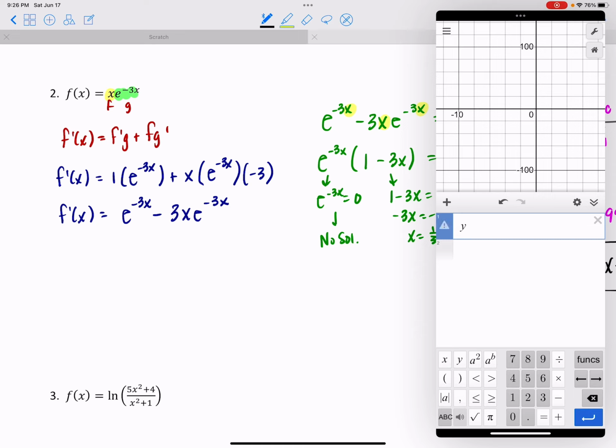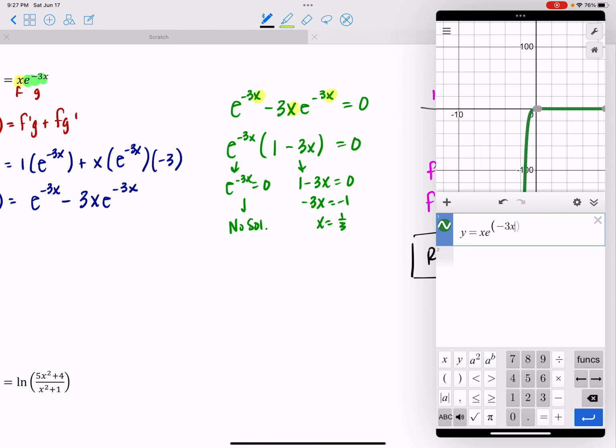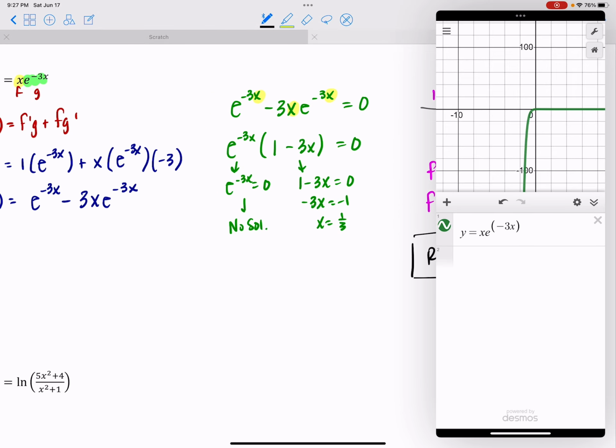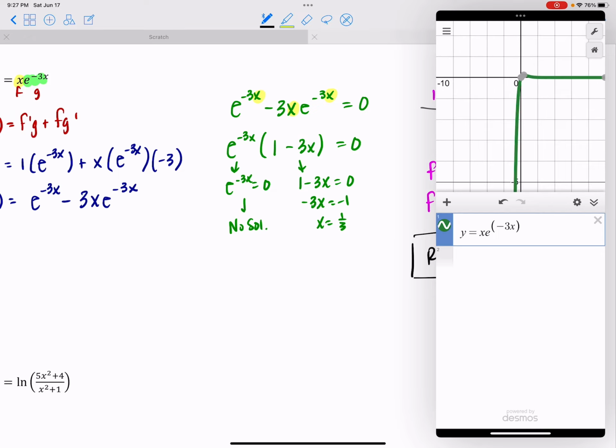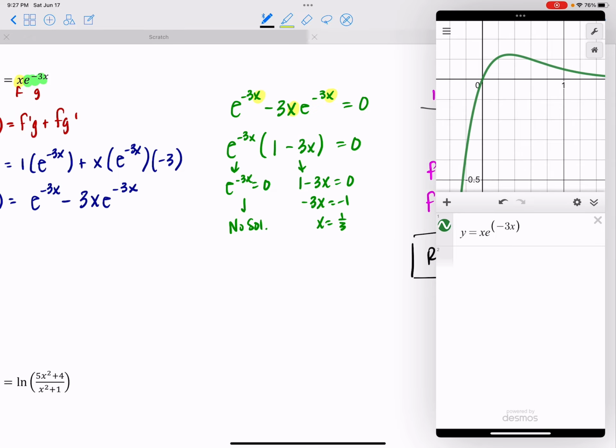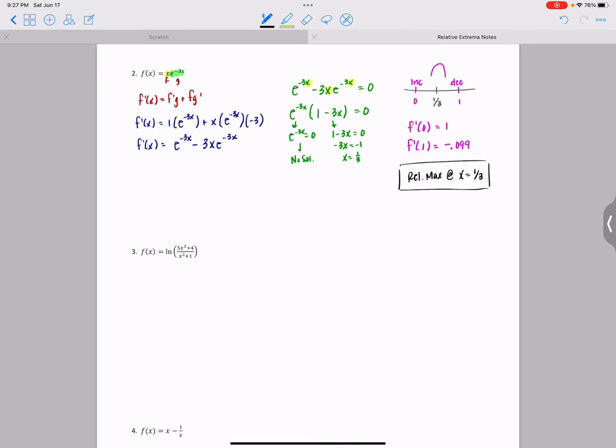So we're going to put in here, again, y equals x, and then an e, and then we're going to raise that to the negative 3x power, and I'm looking for a relative maximum at 1/3. And we're way zoomed. And there you go. So if you go to x equals 1/3, you can kind of see, there it is, 0.3 repeating, 1/3, we have our relative maximum. Okay? So we got the algebra in there, but the graph nicely verifies that work.